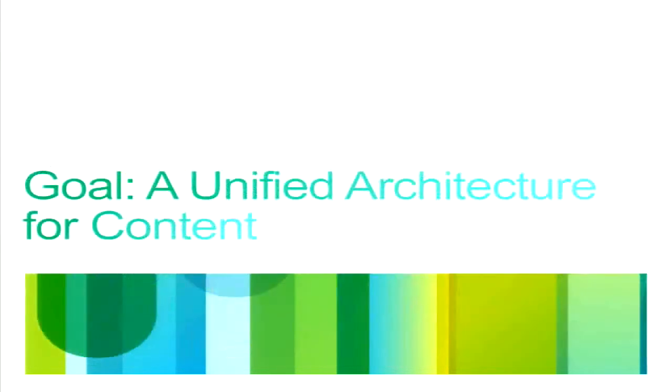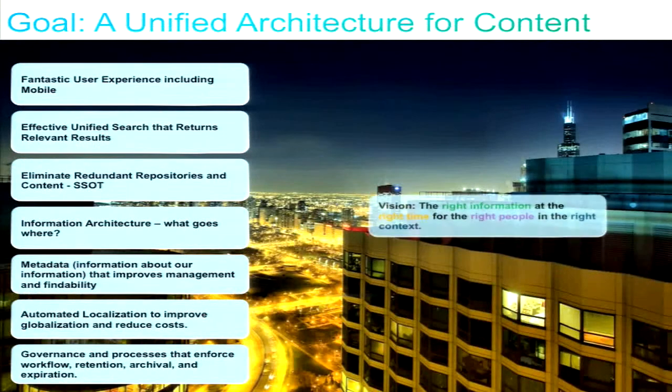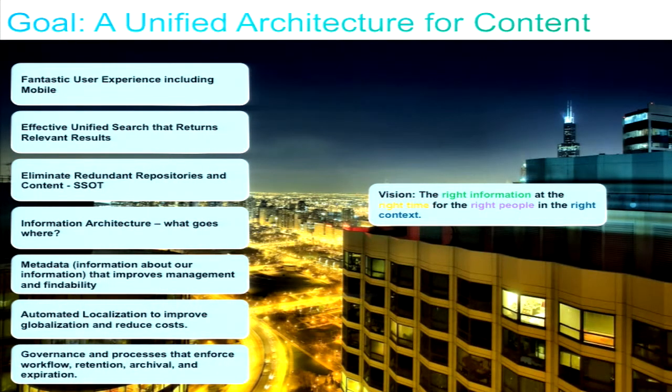So this leads us to our goal, which is a unified architecture for content. In this unified architecture for content, we're really looking at that vision of the right information at the right time for the right people in the right context. So when we talk about the right information, we're talking about content relevancy. Is this content going to be relevant?